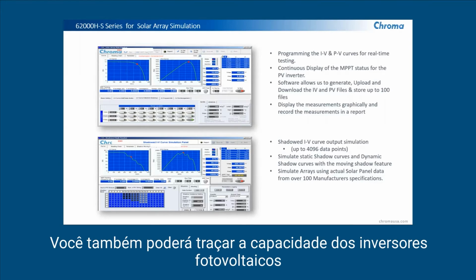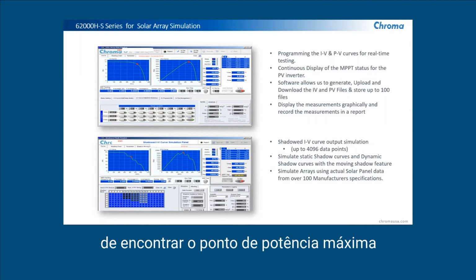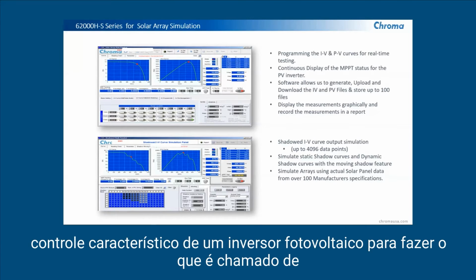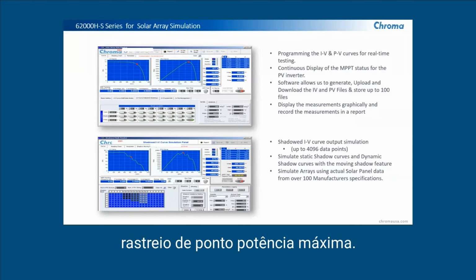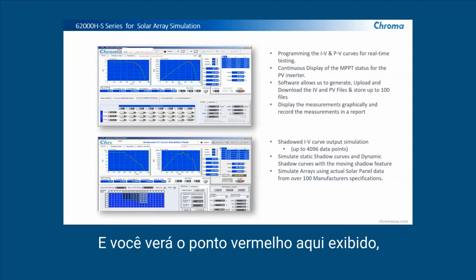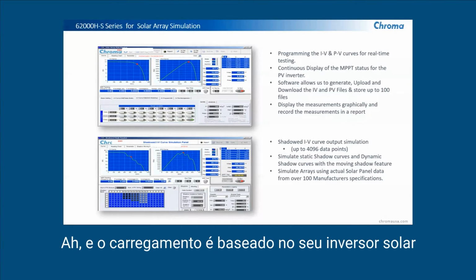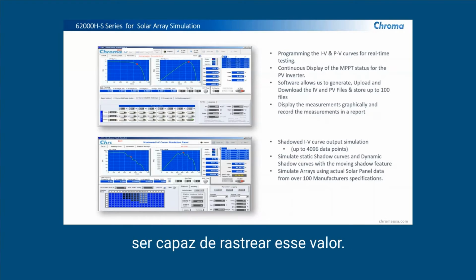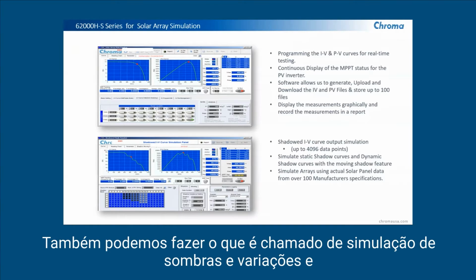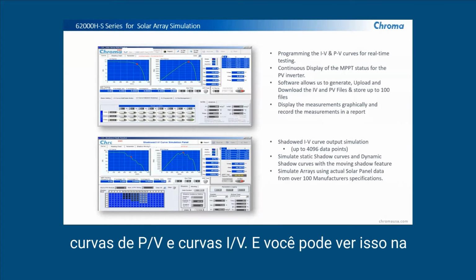You'll also be able to track your PV inverter's ability to find the maximum power point based on varying inputs. And that's the characteristic control of a PV inverter to do what's called maximum power tracking. And you'll see the red dot here that's displayed. That tells you where the power level is and the loading is based on your PV inverter being able to track that value.